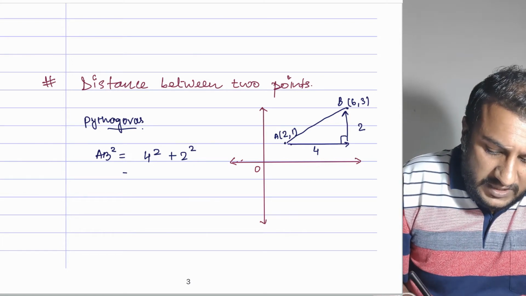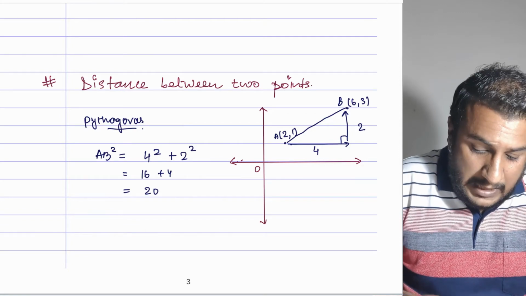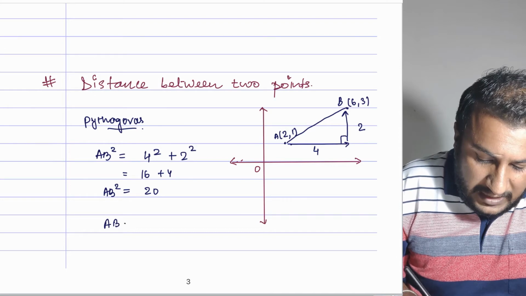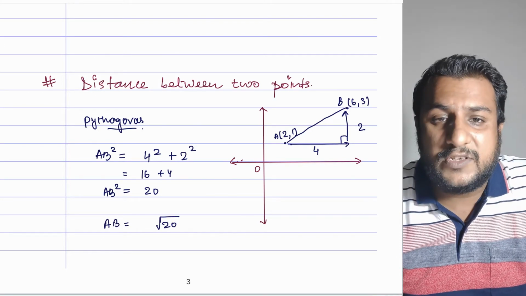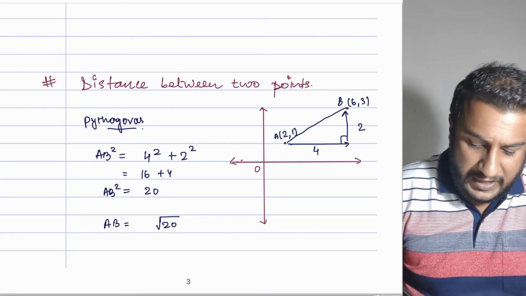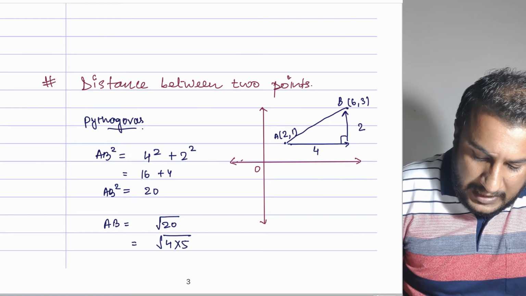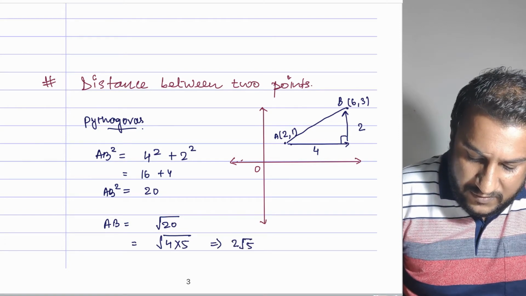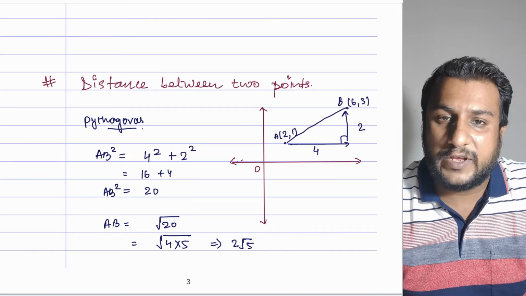Now this gives us 16 plus 4, which is 20. Now AB square is equal to 20, but we are calculating the length of AB, which gives us square root of 20. Now this is your surd form. You can easily simplify this. I can write down this square root 20 as square root of 4 into 5. Now I know the square root of 4 is 2 and square root of 5 is root 5. So this is the length or distance of AB, that is 2 root 5.